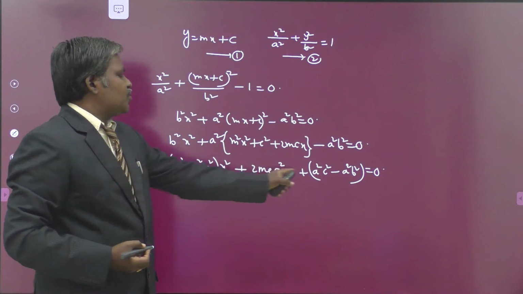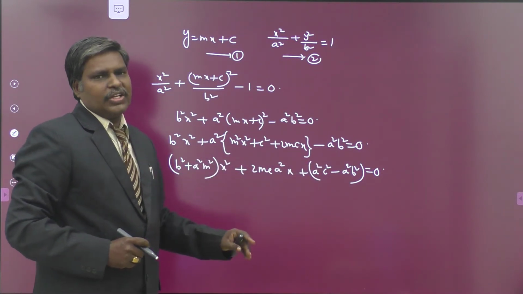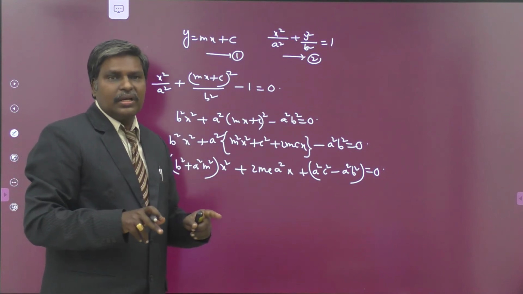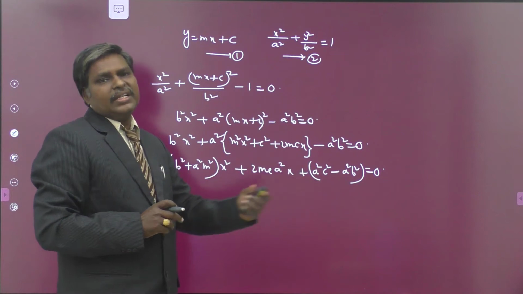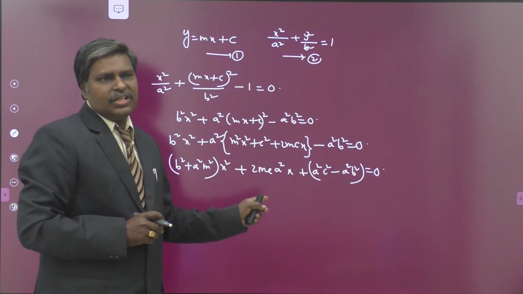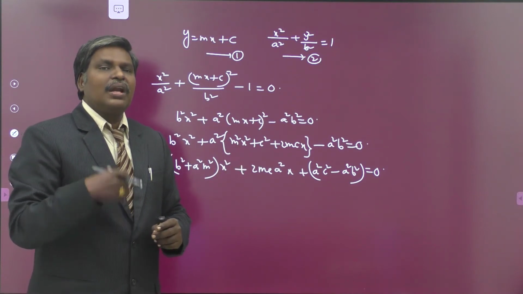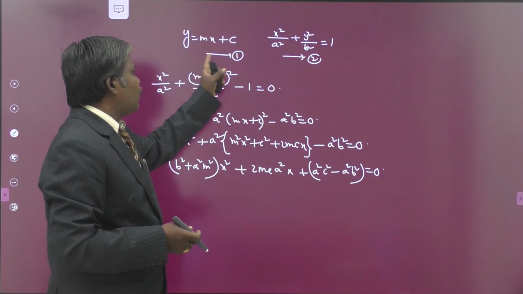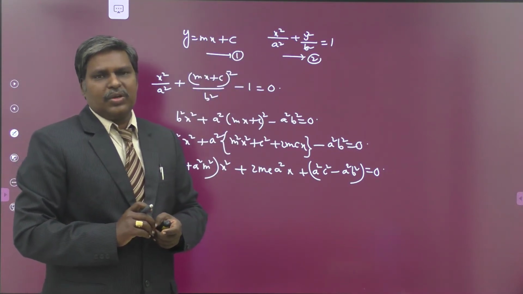So clearly it is a quadratic equation in x. It has two roots, say x1, x2. These are the abscissa of the points of intersection; x1, x2 are the roots of this equation. These are the abscissa of the points of intersection of the line and the curve. The line is y equal to mx plus c. The curve is x square by a square plus y square by b square equal to 1.